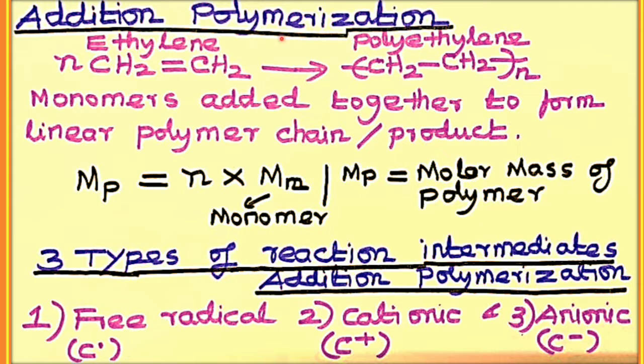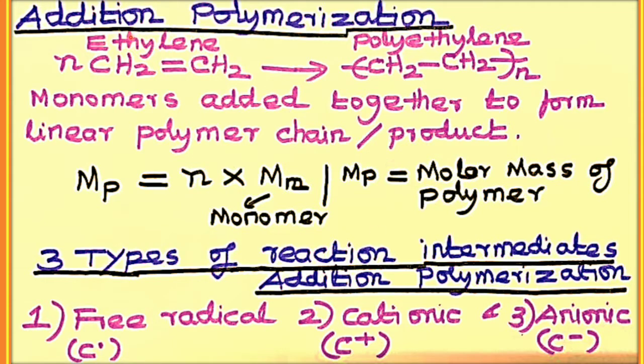Whereas in condensation polymerization reaction, there is formation of simple byproducts such as water molecules, ammonia, ethanol. They are removed during the polymerization reaction. In addition polymerization reaction, the molecular mass of polymer is simply the multiple of molecular mass of monomer, where Mp is the molar mass of polymer and Mm is the molar mass of monomer.